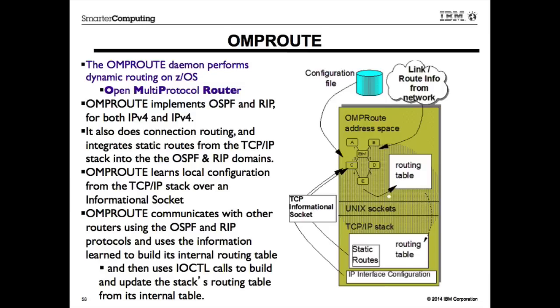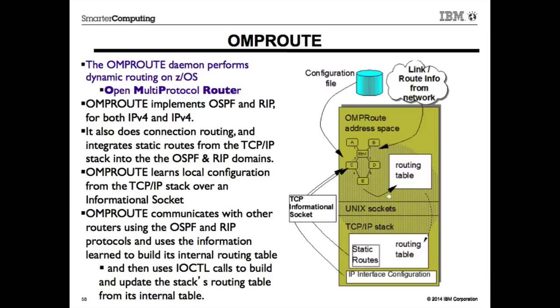The way OMPROUTE works, if you look at the picture on the right, is that OMPROUTE gets input from several sources. Down at the bottom, you have the TCP/IP stack. Static routes coded to the TCP/IP stack and the IP interface configuration are learned by OMPROUTE. The stack uses what's called a TCP informational socket, which is an internal UNIX socket that OMPROUTE opens to the stack. The stack sends OMPROUTE messages telling it, these are the static routes that are configured, these are the interfaces that are configured. If there are changes to the static route configuration or the interface configuration, the TCP/IP stack sends messages to OMPROUTE on the informational socket. So it learns local topology information from the stack.